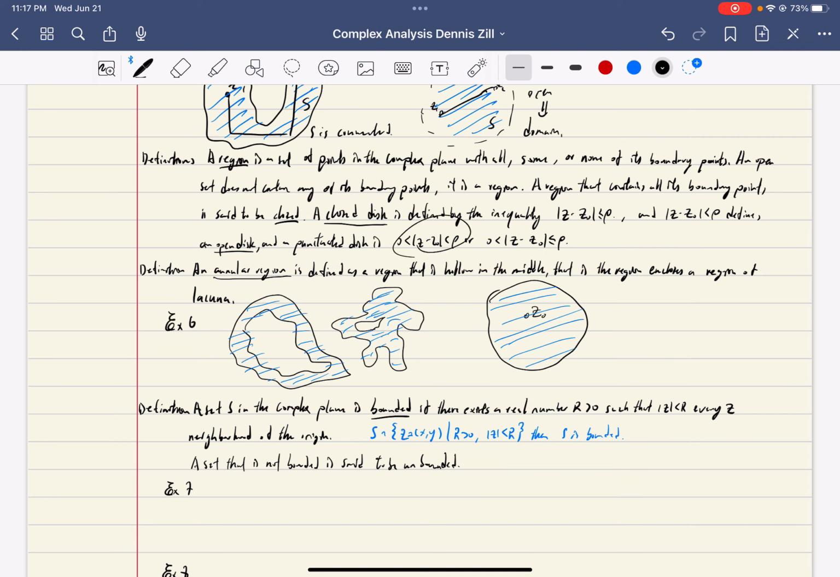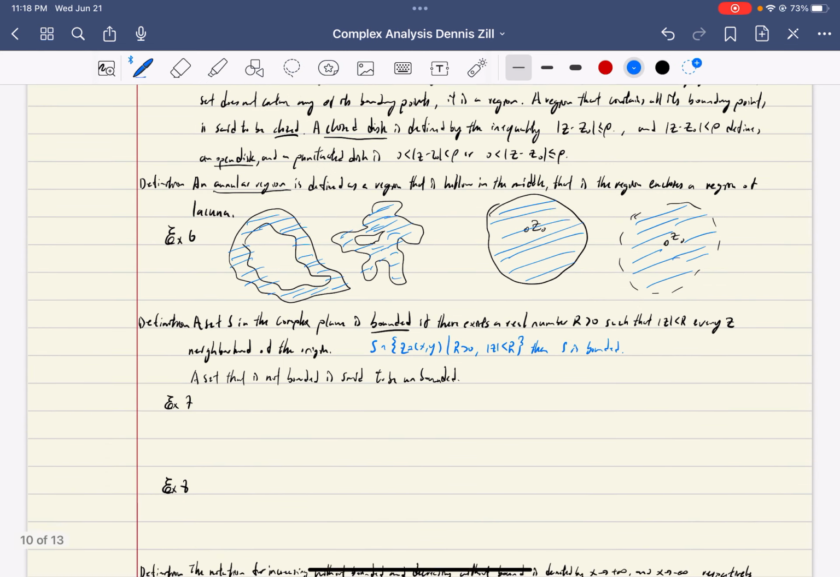And a punctured disk, let's just do this one. It is not inclusive, so it is an open set. This is called an open punctured disk. Note that this is not inclusive, because it is a hollow dot. So now this is an open punctured disk.